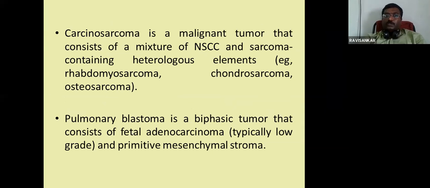Carcinosarcoma consists of carcinoma and sarcomatous elements, like rhabdomyosarcoma, chondrosarcoma, or osteosarcoma. Pulmonary blastoma consists of a biphasic tumor that consists of fetal adenocarcinoma and primitive mesenchymal stroma.